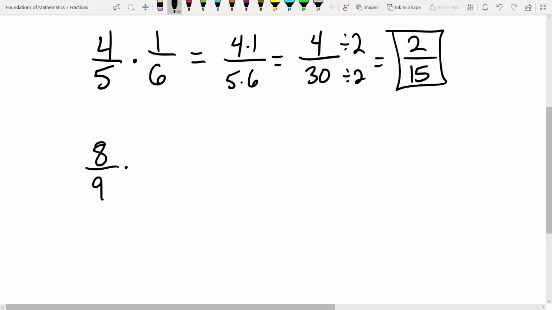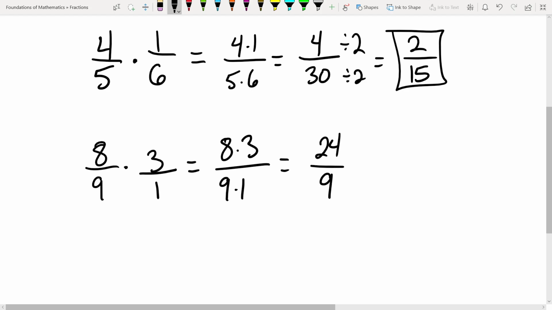8/9 times 3. Now, because here we have a whole number, we're going to first make it into a fraction. We can do that by dividing it by 1, because 3/1 is 3. We're not changing anything with that number. We're just stating it as a fraction. Now we can use the algorithm. 8 times 3 over 9 times 1, which is 24/9, and that cannot be reduced.